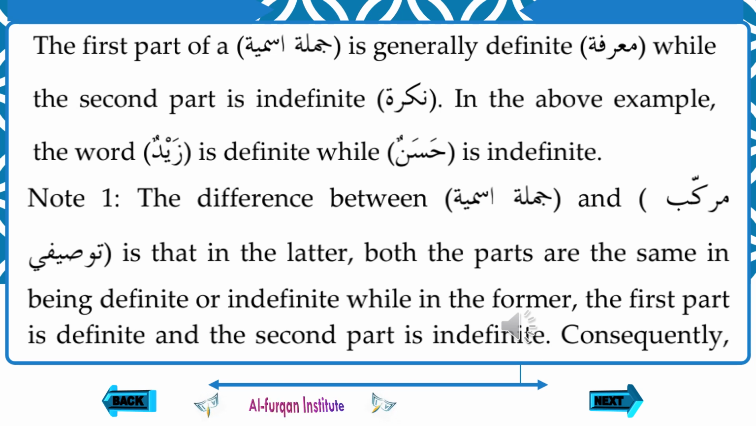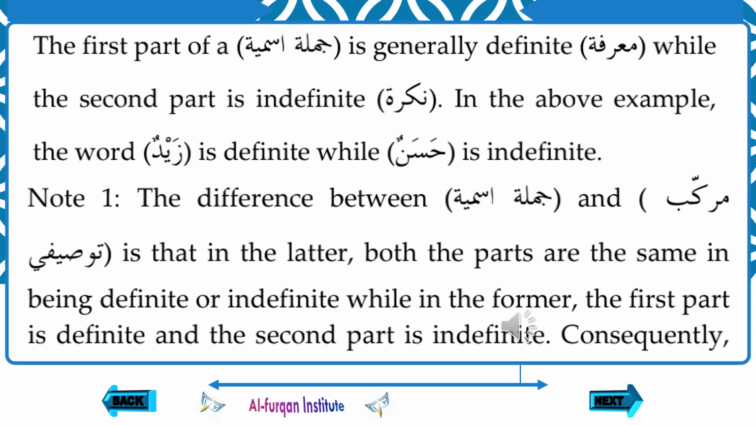So in jumlat ismiyya, the subject mubtada is usually definite, ma'rifa, as we see in the above example. And the predicate khabaru is usually indefinite, nakiratun. So why is the subject usually definite? It's because you are talking about something specific. It helps the listener know what or who the sentence is about.